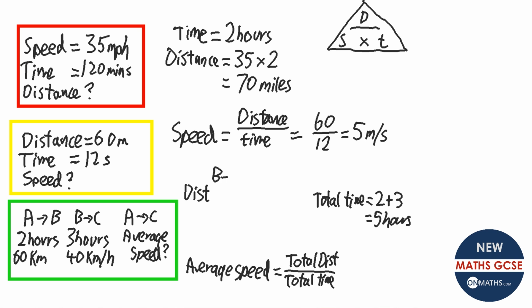So we're going from B to C. So the distance is the speed, which is 40. Oh, I've gone to a different colour for some reason. Speed, which is 40, times the time, which is 3. So 4 times 3 is 12, so that's going to be 120. And we're doing kilometres, aren't we? So now I can work out the total distance.